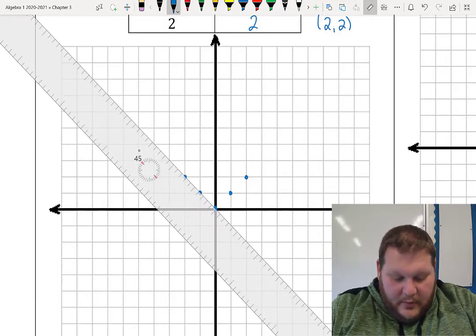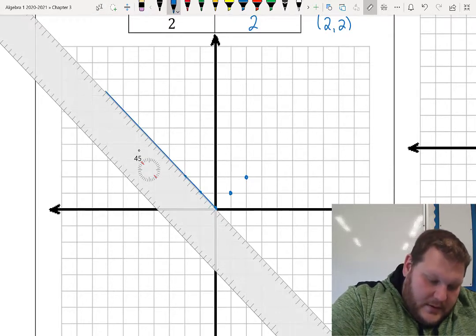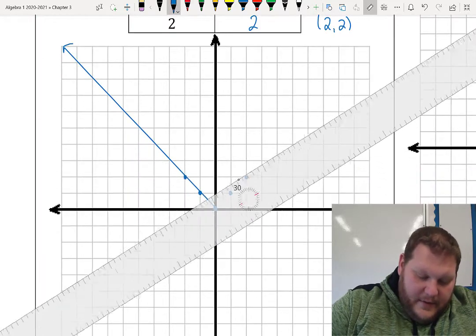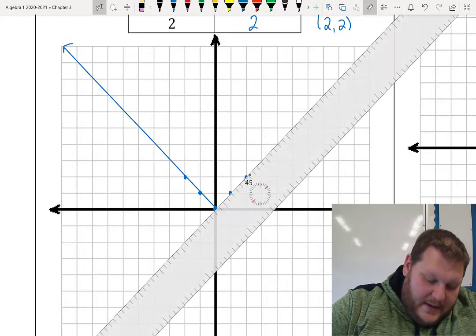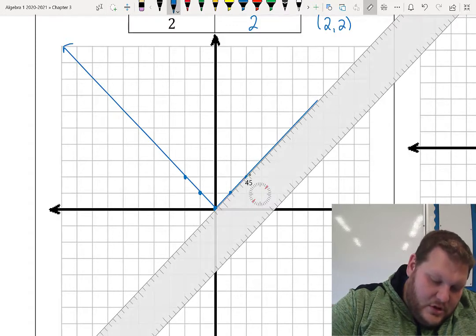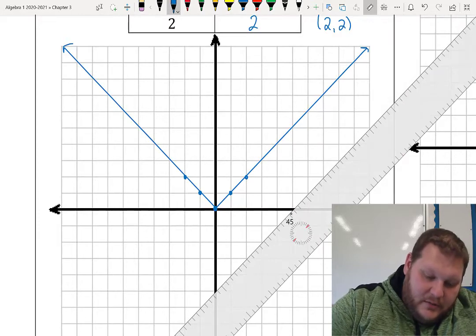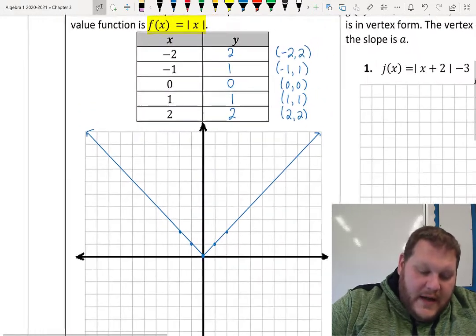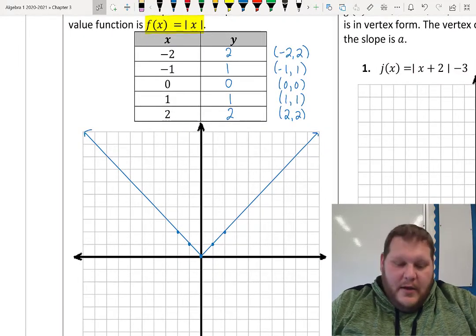So if I grab my ruler and I line these up, this is what my graph looks like on the left side. And then I flip it over and do the same thing on the right side. So this V shape is what my absolute value graph looks like in general. Now, we won't always have it look perfectly like that. Some things to notice here with our absolute value graph.